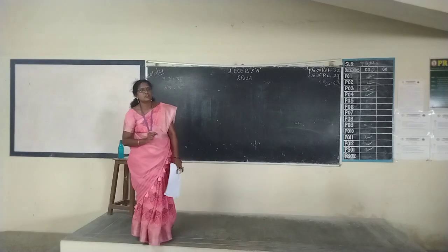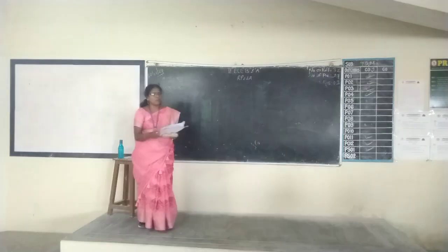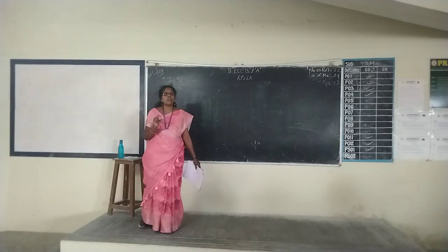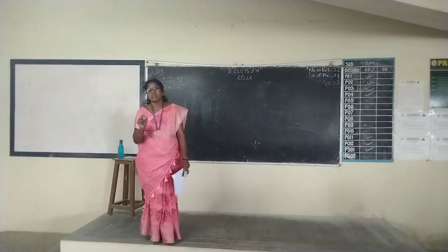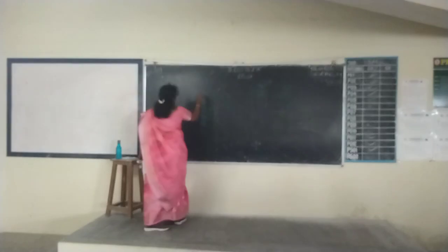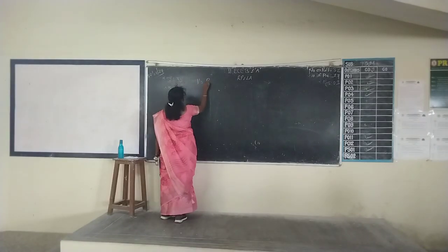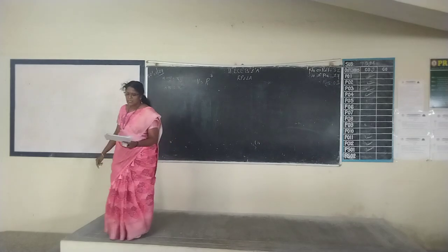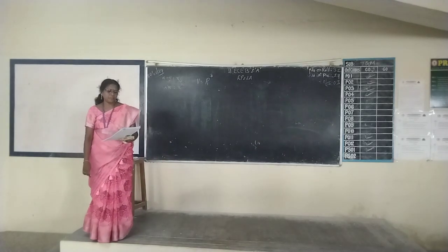Okay, so start with the solution. What is given to you? V is equal to the set of all positive real numbers. So start the solution: let V is equal to R plus. This is the symbolic representation.